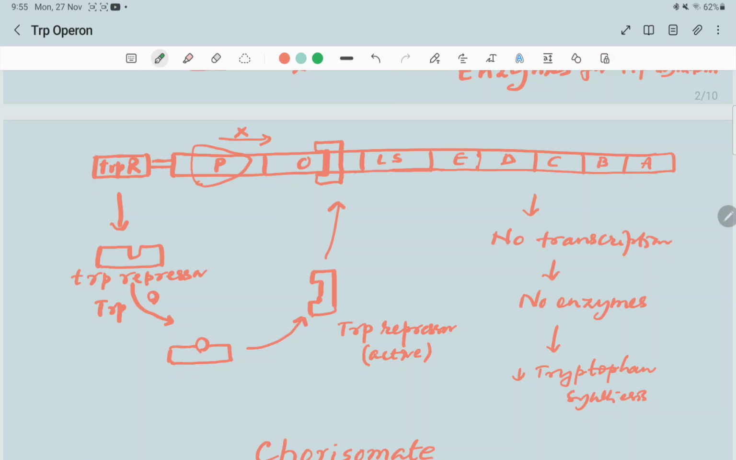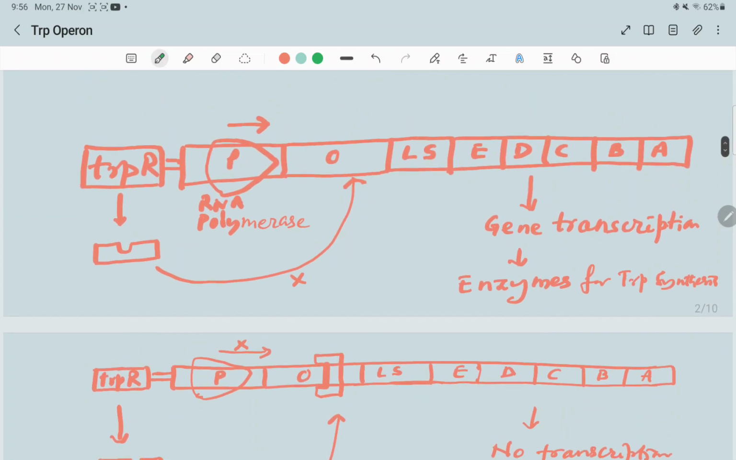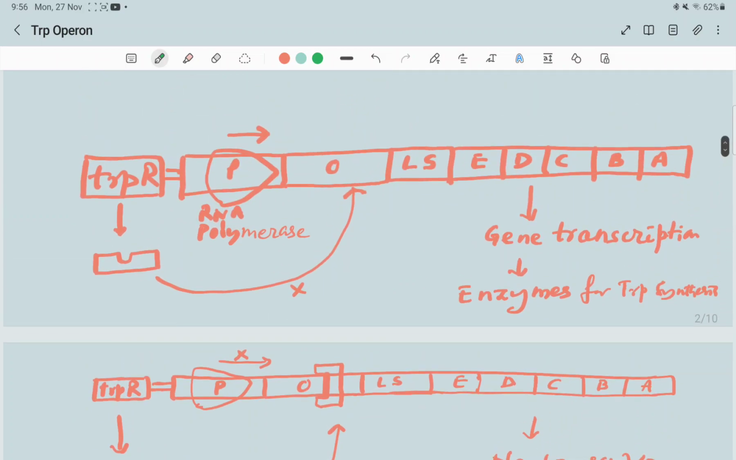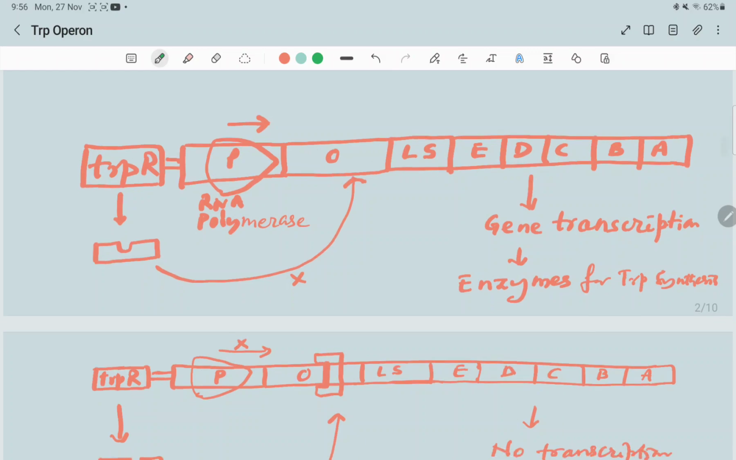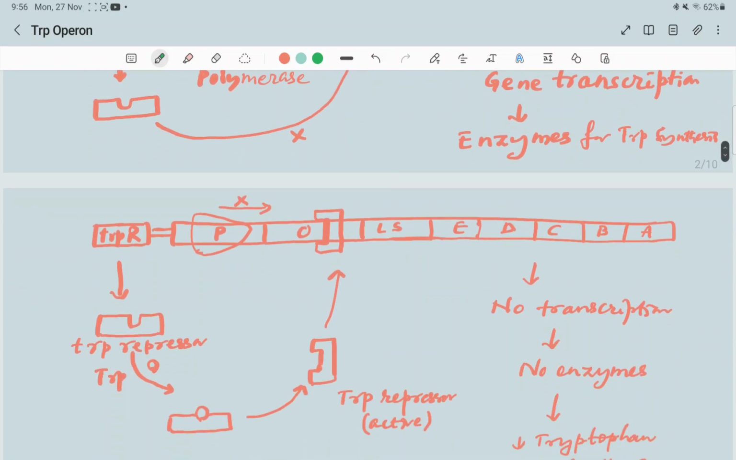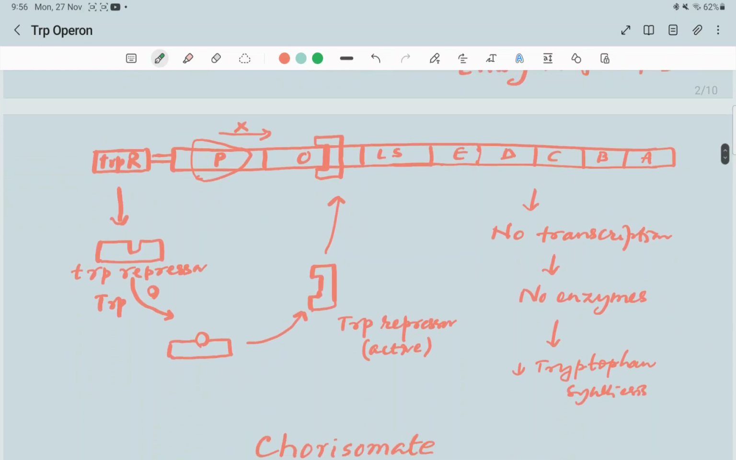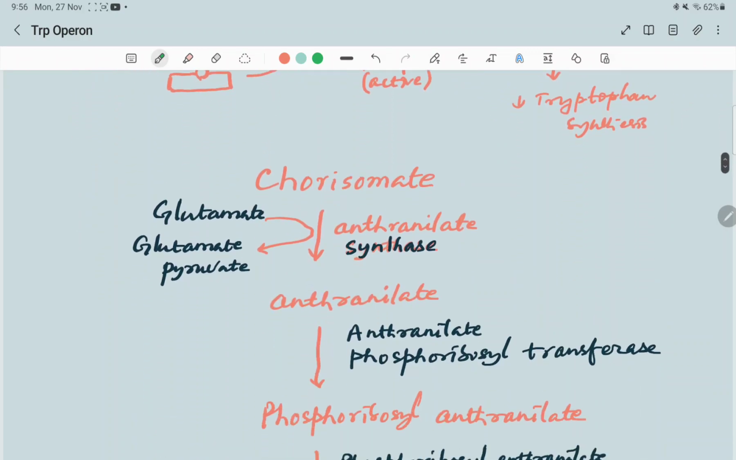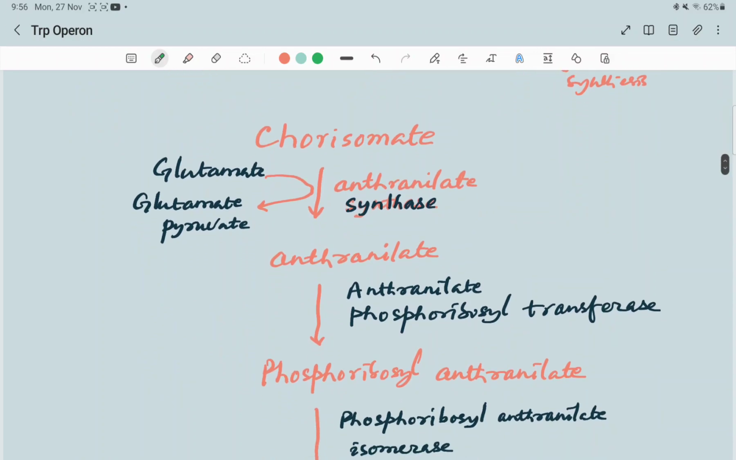decreased tryptophan synthesis. So when there is no tryptophan or low tryptophan, gene transcription occurs, enzymes for tryptophan synthesis are produced. So tryptophan synthesis usually occurs, and when there is tryptophan, that tryptophan will activate the repressor protein, which will block the operator, and there will be no transcription, no enzymes. And so let us see how this tryptophan amino acid is synthesized.